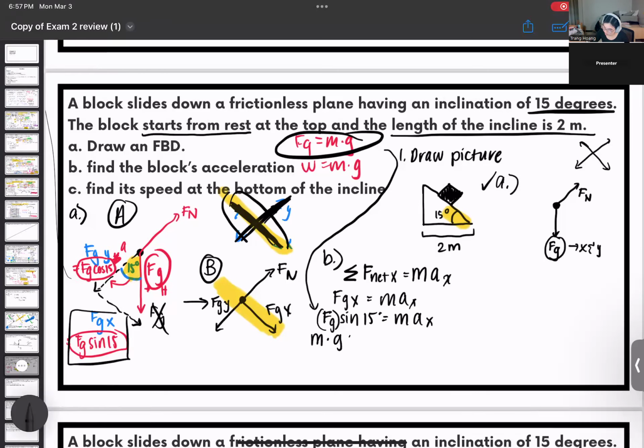M times g times sine 15 is equal to m times ax. Okay, now we're talking, right? We have two of the same variables on either side. So if I divide by m on both sides, I cancel out my m's. What I got now is a few less unknowns. G sine 15 is equal to ax.